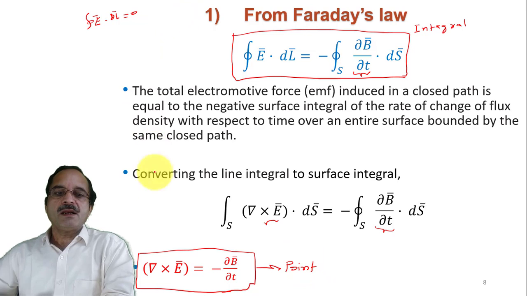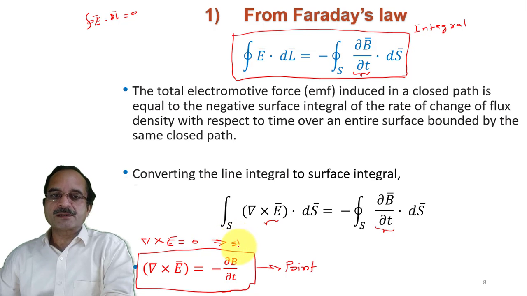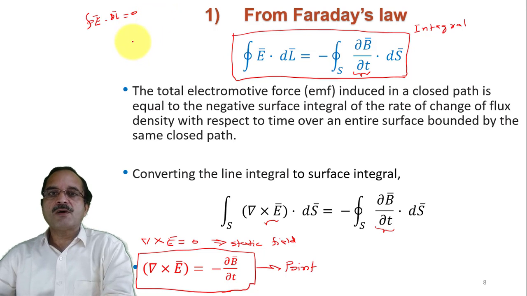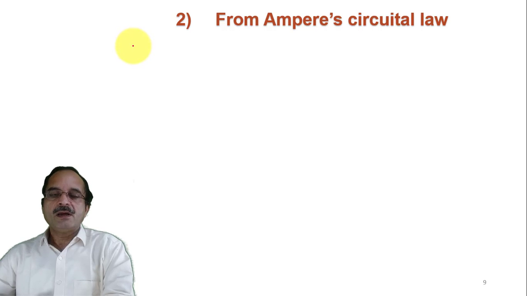Now we have seen earlier, in case of static fields, this is del cross E is equal to 0. This was the Maxwell equation for static fields. For time varying fields, it is non-zero. So that is negative rate of change of magnetic flux density. So this is the Maxwell equation derived from Faraday's law in case of time varying field.